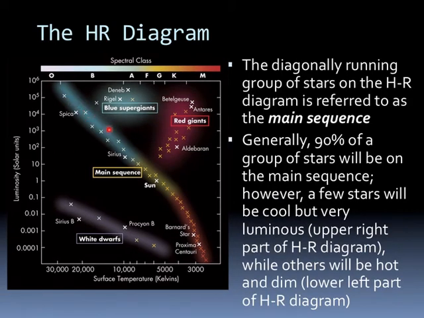The diagonal running group of stars on the HR diagram is called the main sequence. Generally, in any group of stars you look at, 90% of the stars will be on the main sequence. However, a few stars will be cool but very luminous, in the upper right of the HR diagram, while others will be dim and very hot, in the lower left of the HR diagram.